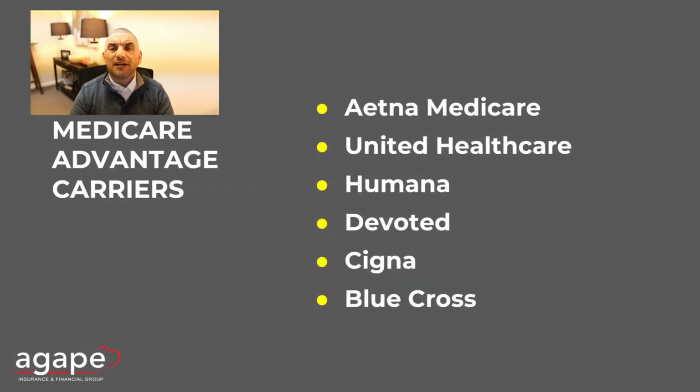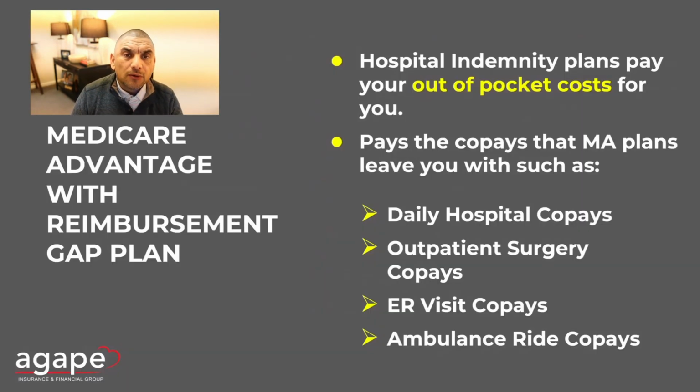Here are some Medicare Advantage carriers here in my local area and throughout the country. Aetna's a real big name, United Healthcare, Humana, Devoted, Cigna, Blue Cross. Obviously, there are way more carriers depending on which area you live in, but these are just a few that I'll name. So we never recommend that a Medicare Advantage plan be purchased or signed up for by itself.